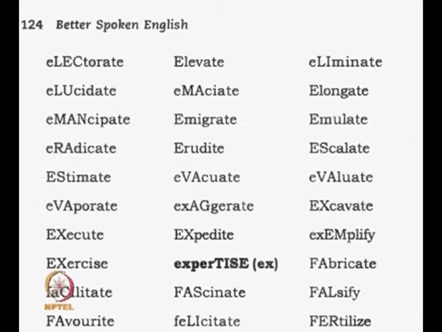Emigrate. Yes. Emulate, eradicate, erudite. No, it's erudite. Okay. Escalate, estimate, evacuate, evaluate, evaporate, exaggerate, excavate, execute, expedite, exemplify, exercise, expertise.